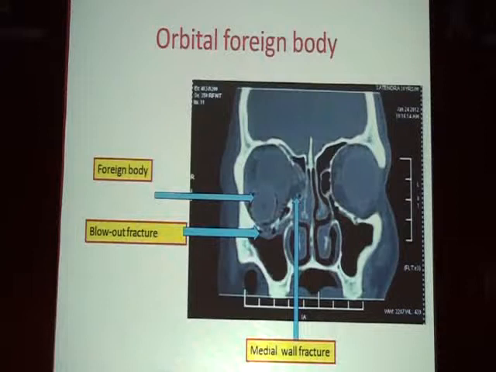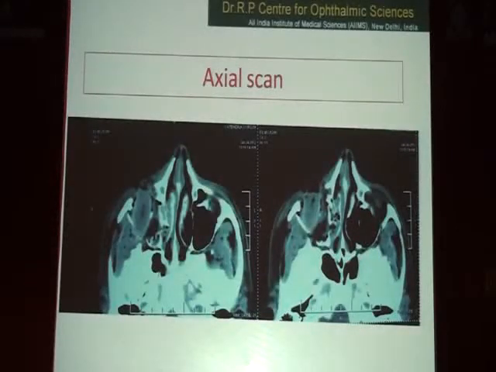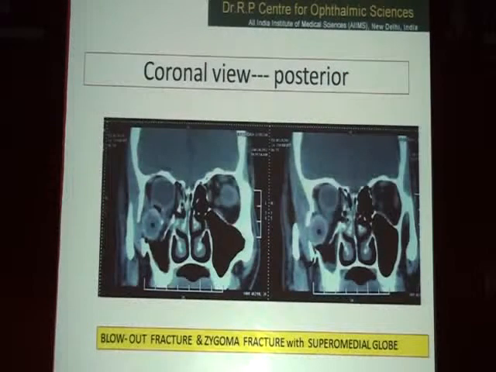Orbital foreign body, I'll just skip, although this was an interesting case. What you can see over here on orbital CT is actually a sugarcane. The patient had a penetrating trauma due to sugarcane, and you can see this is the sugarcane which is embedded in the orbit, and this is the foreign body seen in the whole thing over here, and of course the patient lost his vision.